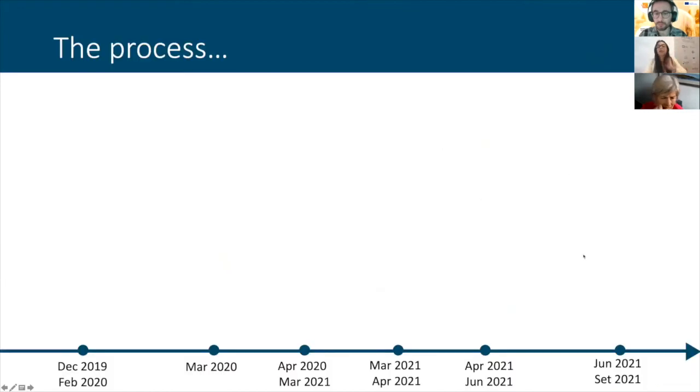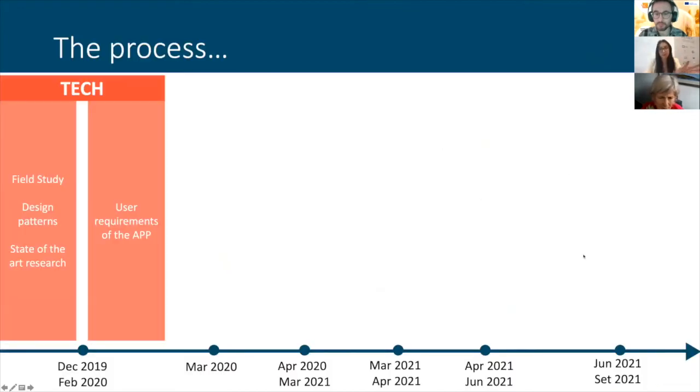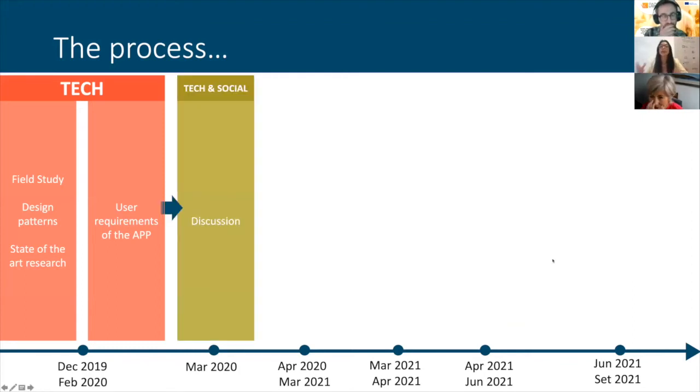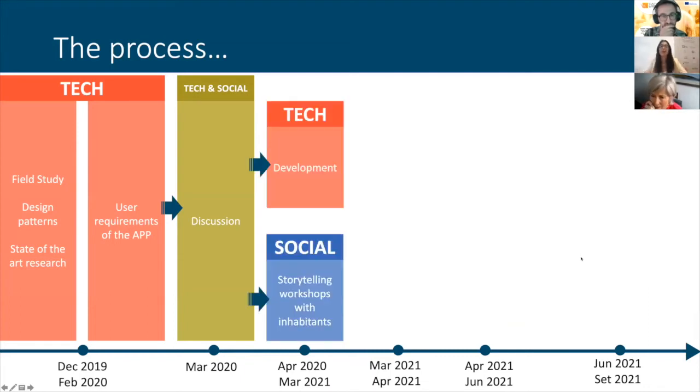From now on, this is the process that we are following. First, we needed to come up with user requirements for the app to be developed. And for this, the tech partners led a field study and state-of-the-art research. Then these were the subject of discussion between tech and social partners. And now in this moment, while the tech partners are developing the app, the social partners are conducting storytelling workshops with inhabitants to engage them in the MEMEX activities.